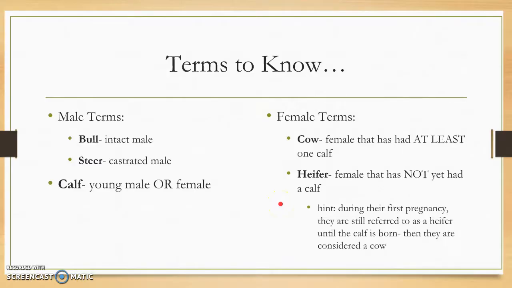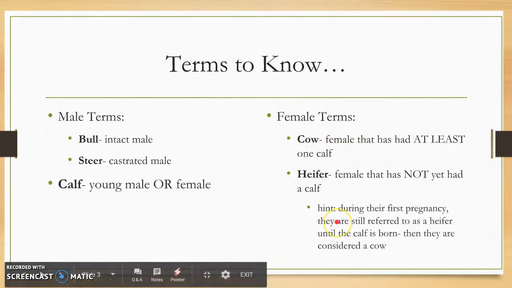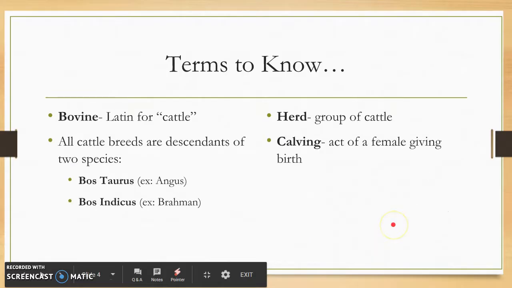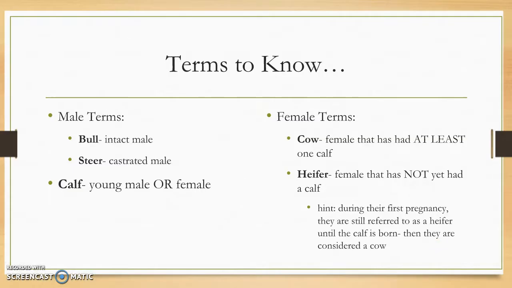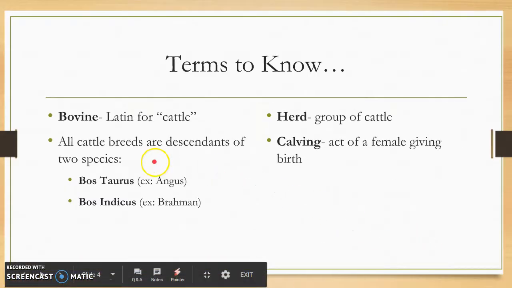Typically, a heifer will have her first calf at about a year and a half old, almost two. So during their first pregnancy, they're still referred to as a heifer. But once that calf is born, then they're considered a cow. So once that calf drops on the ground, they're no longer a heifer, they're now a cow because they've had a calf.